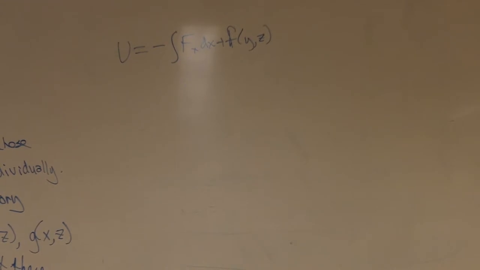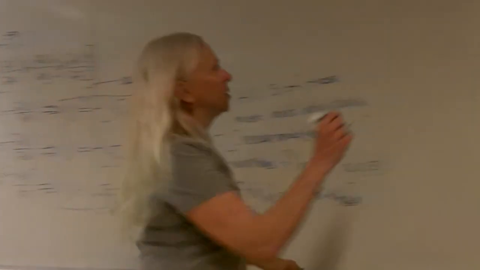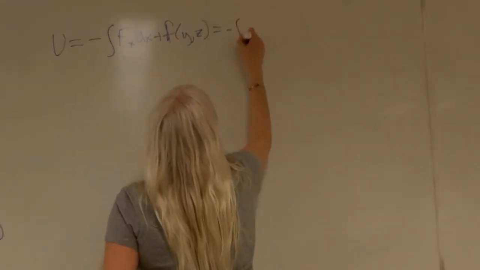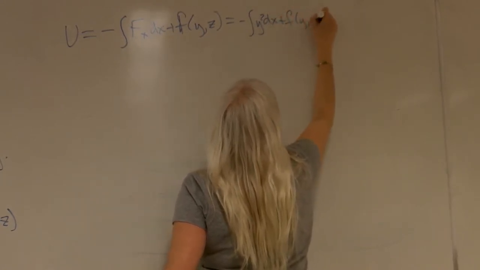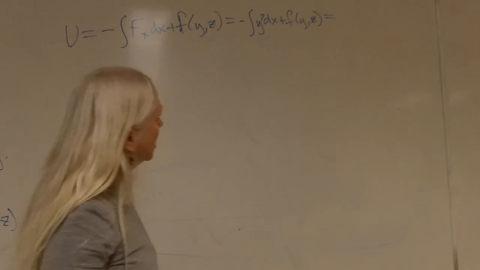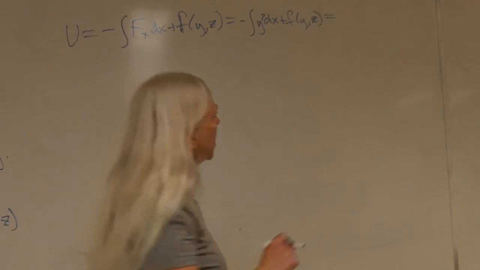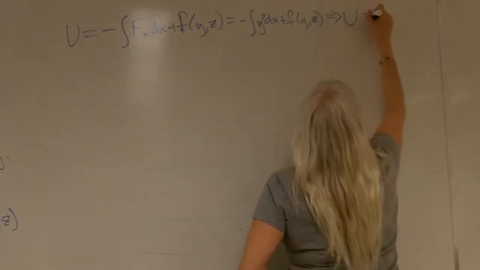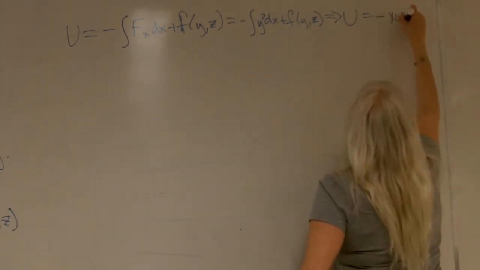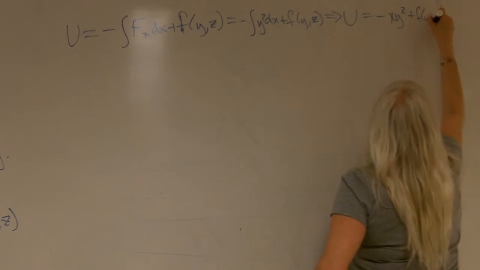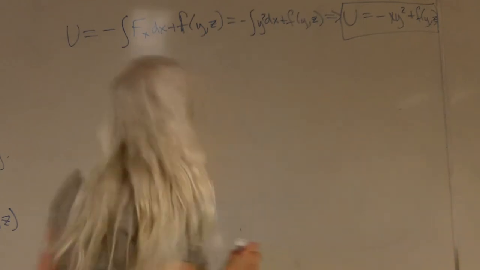Okay, so anyway, the first equation. Well, F sub x is equal to y squared. So let's substitute that. So this is minus the integral of y squared dx plus F of y and z. Remember, we treat y as a constant when we do this integral. We're integrating just with respect to x. So that will give us minus xy squared plus f of y and z. So there is our first expression for u.